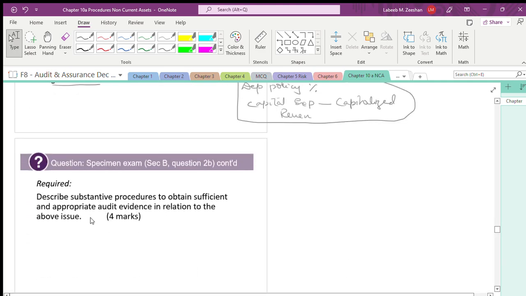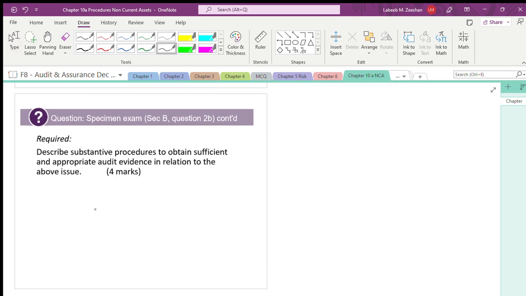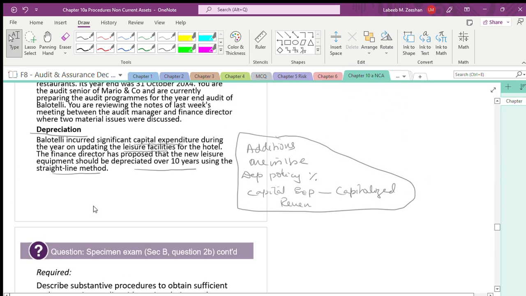Now, what are the substantive procedures to obtain sufficient and appropriate audit evidence? 4 marks, 4 points. They are as simple as that. You have additions, assets in use, depreciation policy, depreciation amount, which we have to calculate. And in the end, don't forget, you have to mention reconciliation of the non-current asset register with the general ledger.